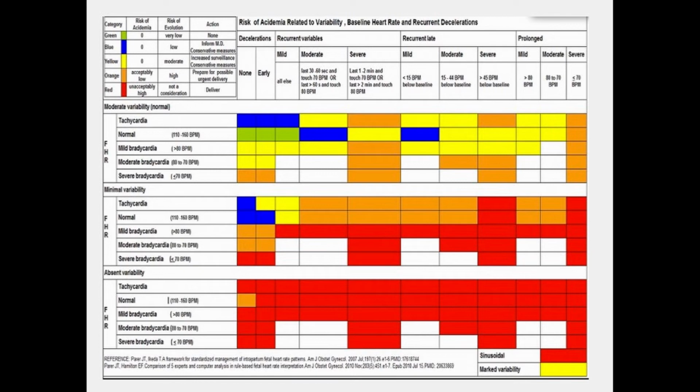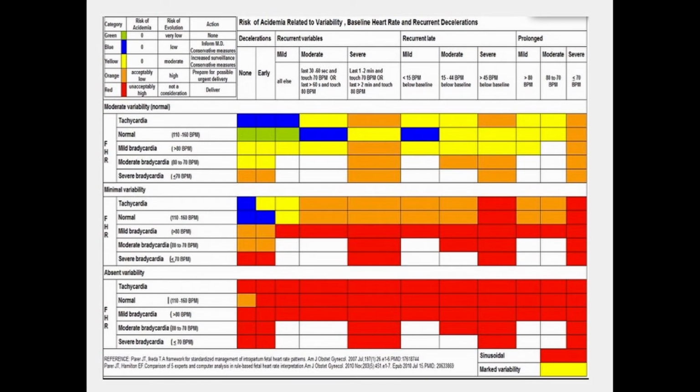okay? In terms of recurrent lates, we can have mild, or less than 15 beats per minute drops below baseline. And I hear this frequently where people say, well, there's subtle lates. Subtle lates are worse. No, subtle lates in the context of late variables and absent variability are a category 3 tracing. But subtle lates in the normal variability tracing with accelerations do not cause fetal harm or any problems, okay?